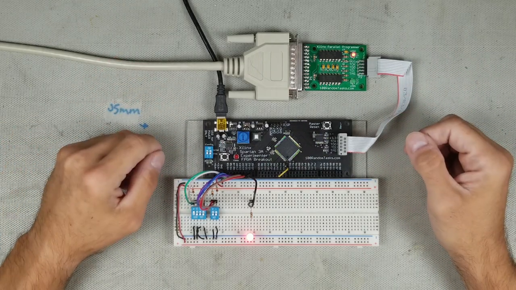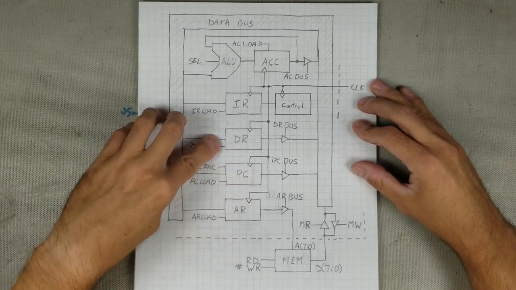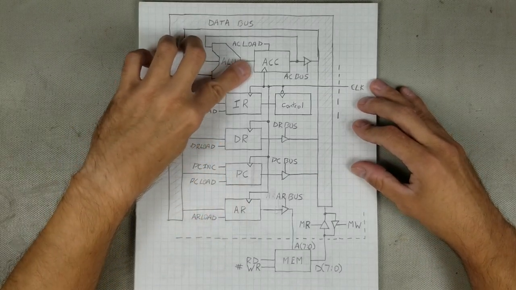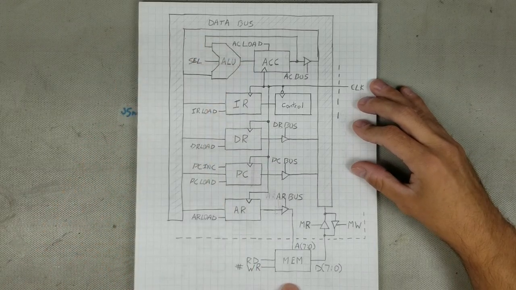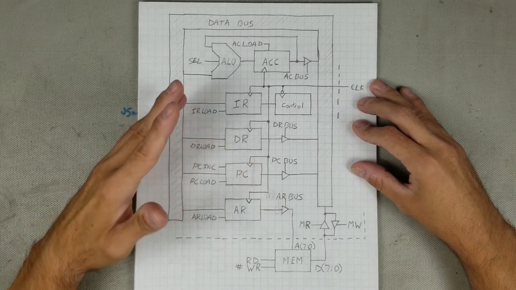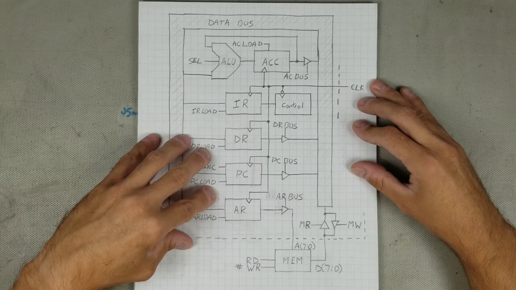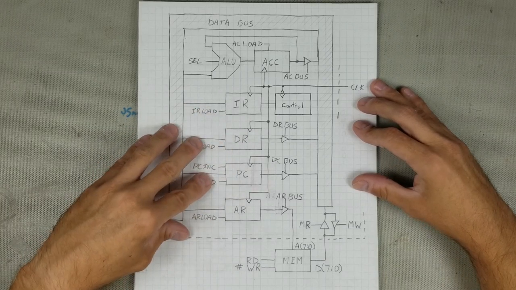So let's get started. Looking back at the outline, the program counter, data register, accumulator, and the external memory all have the ability to place data on the internal data bus. So it is essential that there is a way to control which of those has control of the bus at any given time.